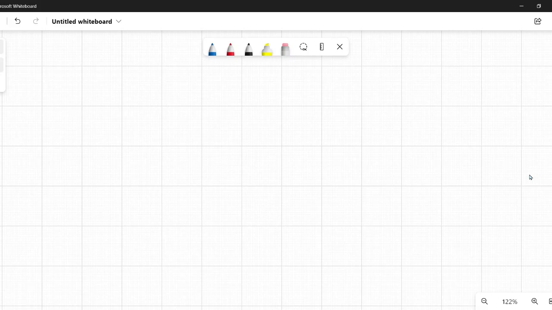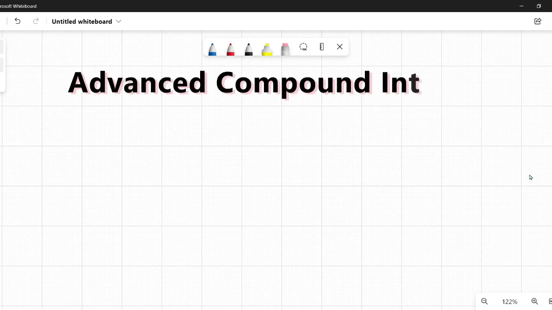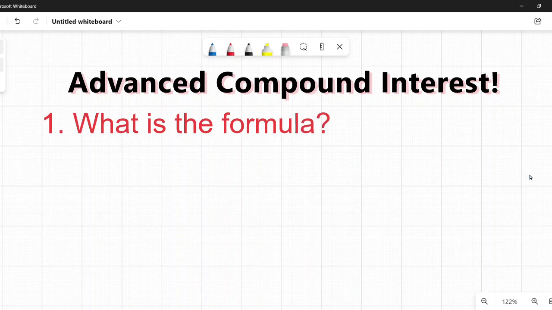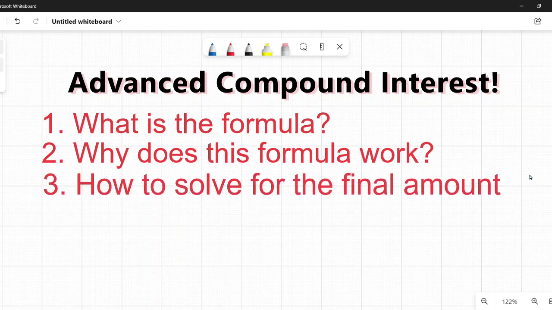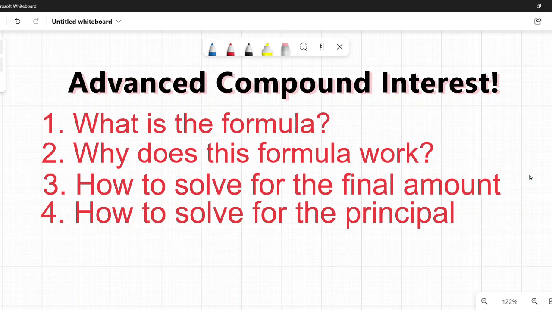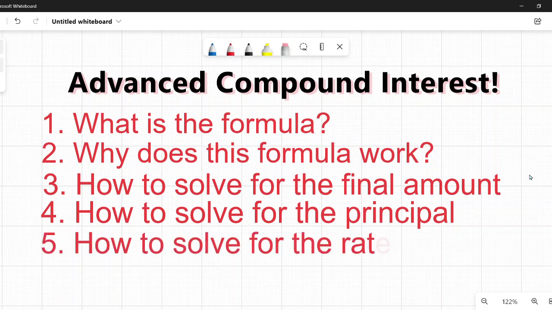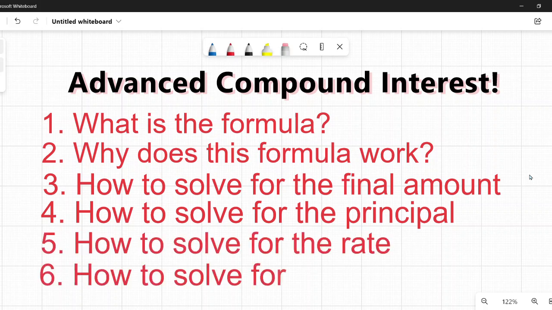So again, today is advanced compound interest. I'm going to tell you, number one, what the formula is. Number two, why does this formula work? Number three, how to solve for the final amount. Number four, how to solve for the principal. Number five, how to solve for the rate. And number six, how to solve for the number of years. Each of these has a different method, so it's going to make it a long video, but I wanted to go through and show you all of these different ways how to do them.